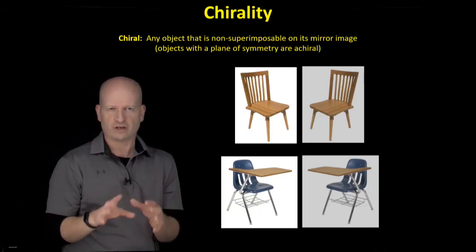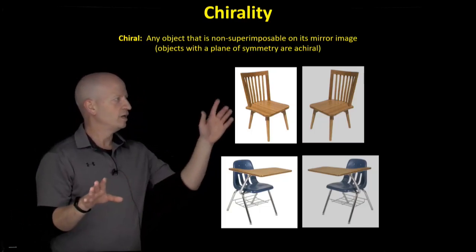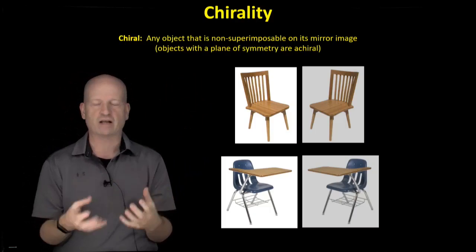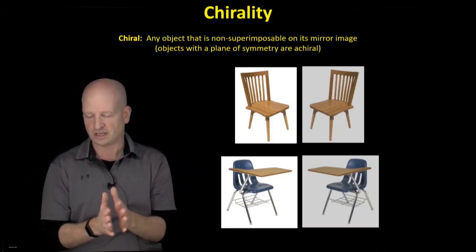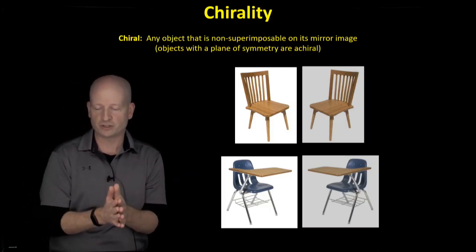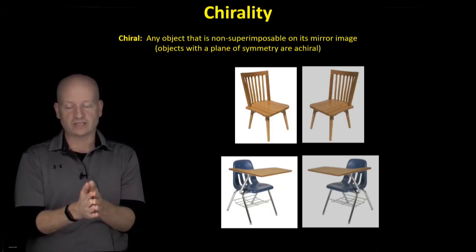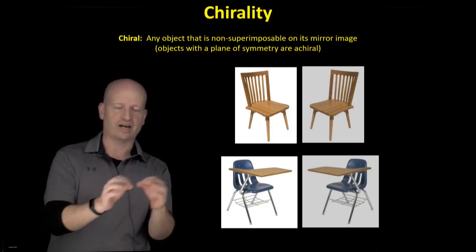This property of any object where it's not superimposable with its mirror image is known as chirality. So a chiral object is not identical to its mirror image. An object that is identical to its mirror image would be called achiral. So the A just means the opposite of chiral.